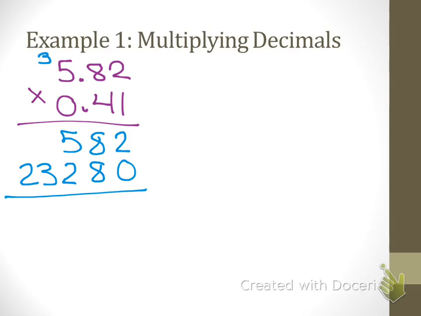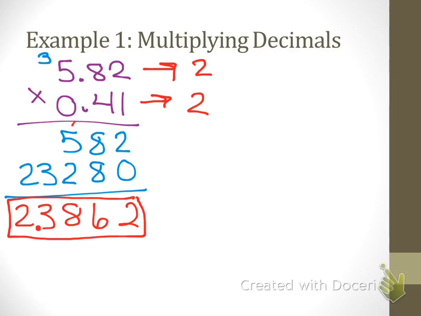All right, so 2 times 1 is 2, 8 times 1 is 8, 5 times 1 is 5. Now remember, you always want this 0 placeholder here on the second row. So make sure you have that 0 placeholder. 2 times 4 is 8, 8 times 4 is 32, carry the 3, and you have 23. Now we're going to add them up.